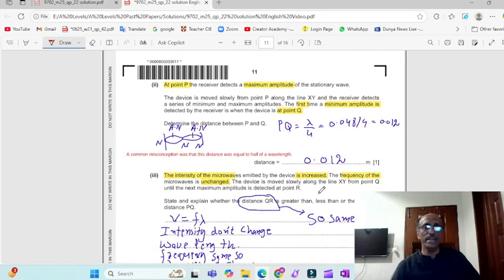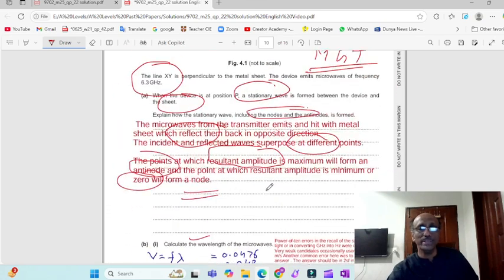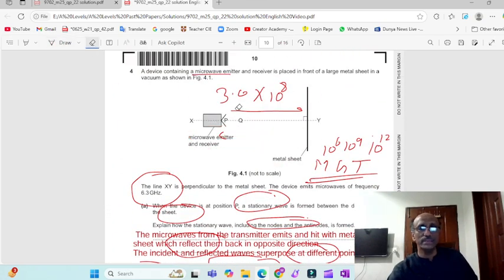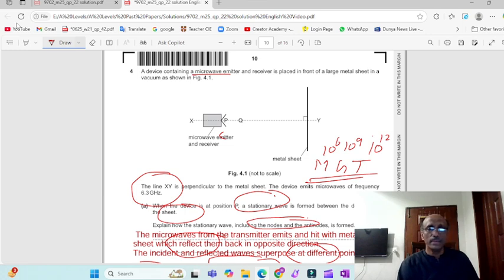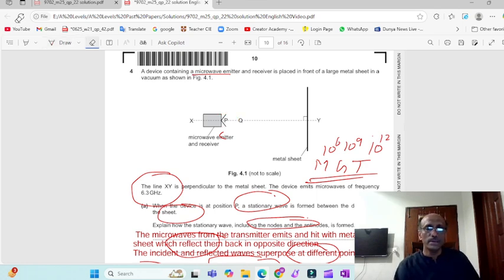Okay, at point P the receiver detects a maximum amplitude. So at point P the antinode will be formed and at point Q the node will be formed. Now what will be the situation of this diagram? I will erase this. According to the statement, at point P this, so then what will happen? Sorry, this is incorrect. The dead end always has a node. So this is a node, this is an antinode.